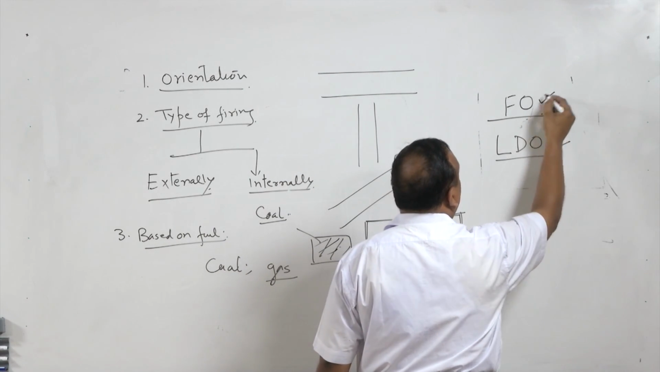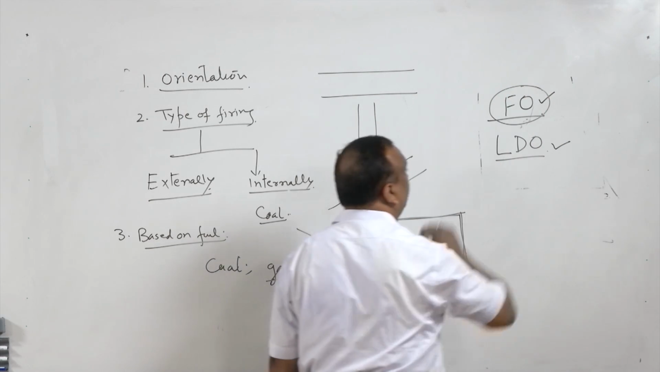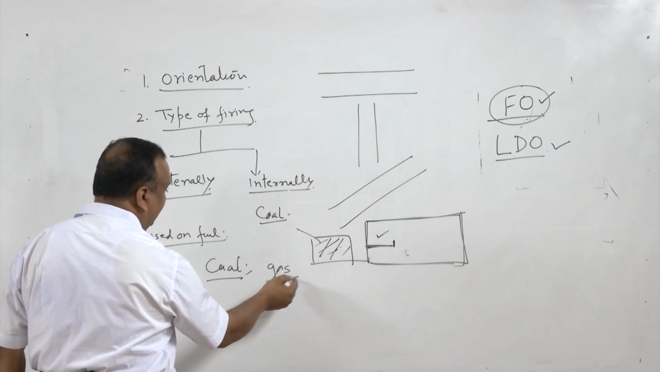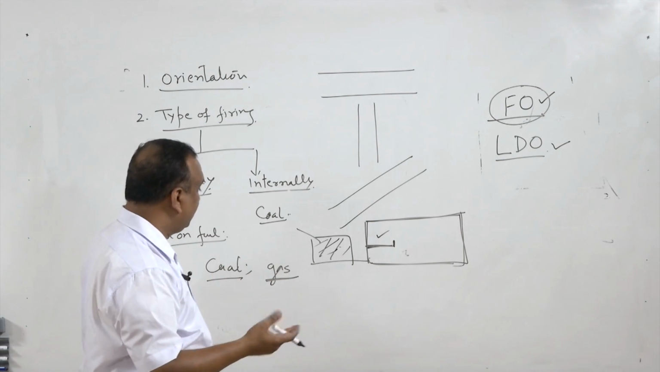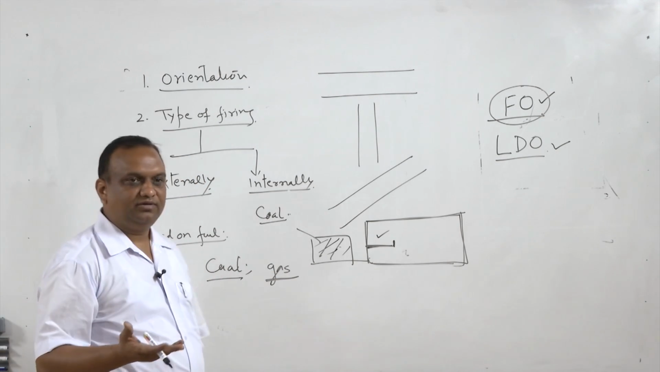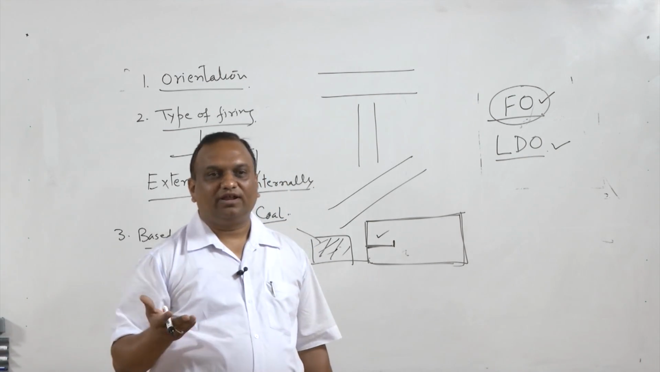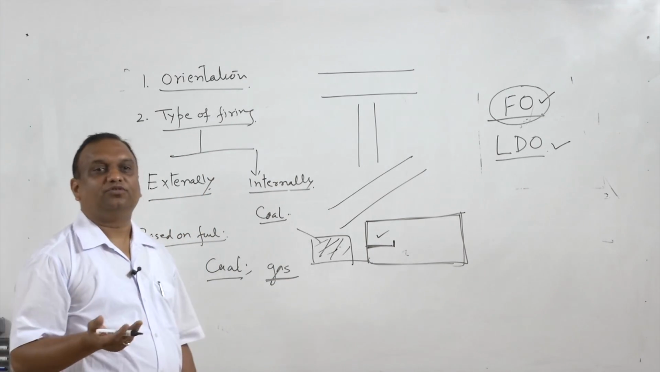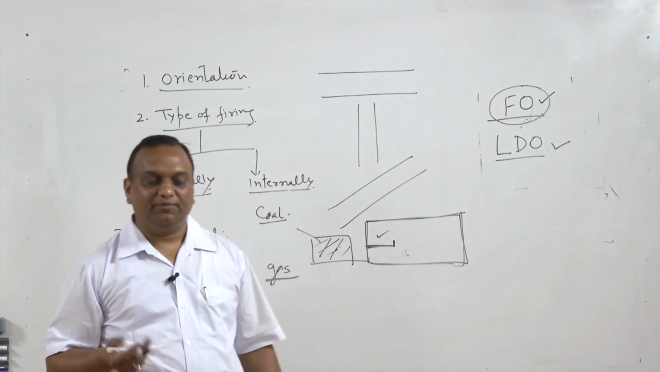Furnace oil can be used as a fuel for the boiler. Coal, gas, but gas can be used only for a stationary boiler. For a moving boiler, gas cannot be used, right? And wood stock can also be used if it is available in plenty.